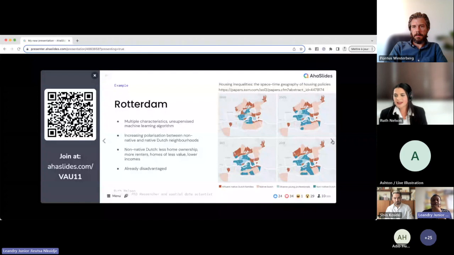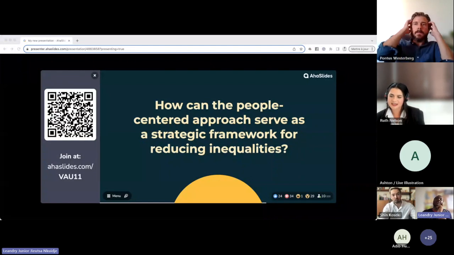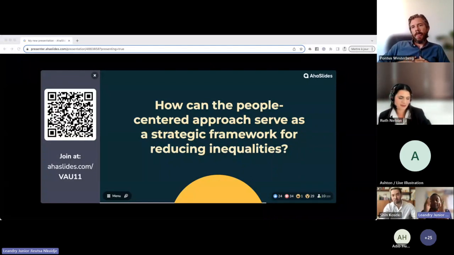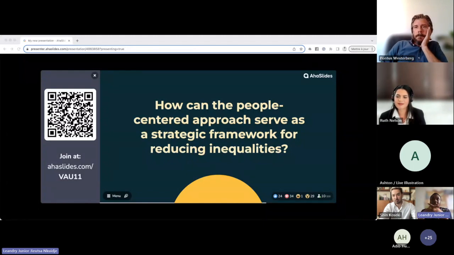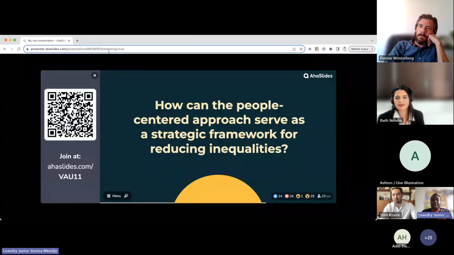Yeah. Sure. Thanks a lot for that. We mentioned the aspect of how to engage people, how to design technology to fit people's needs. I know Pontus, who is here with us, is working a lot on that aspect at UN Habitat. He's leading an entire flagship on that. We want to hear from you, Pontus: how can the people-centered approach that you are advocating serve as a framework to address or reduce this kind of inequality that you are talking about? Thanks, Leandro.